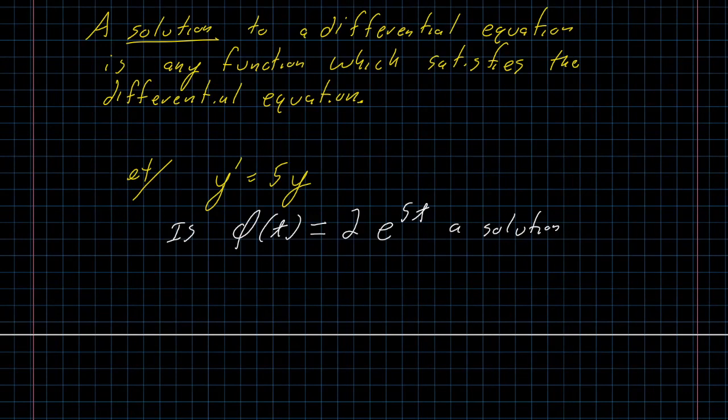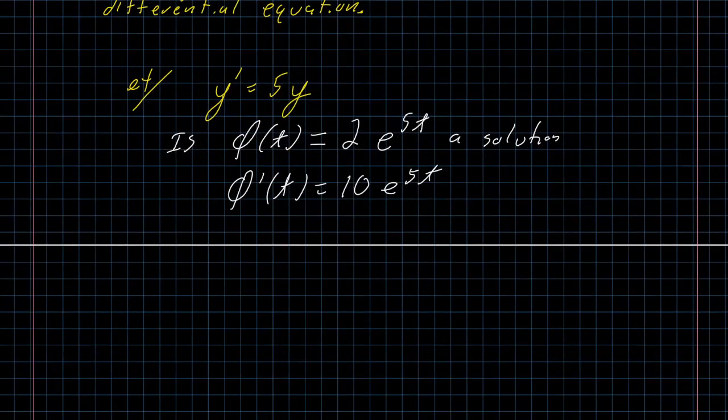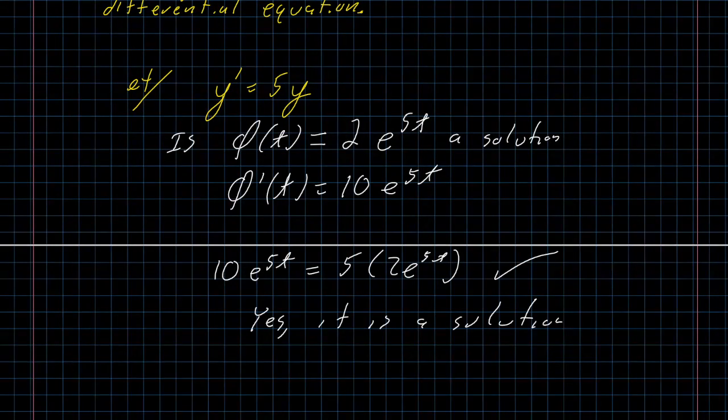Well, to figure that out, we can differentiate. We can find phi prime of t, which in this case is going to be 10e to the 5t, and we can plug that in. We have 10e to the 5t equals 5 times 2e to the 5t, and since 10 is actually equal to 5 times 2, this works. And I can say that yes, it is a solution.